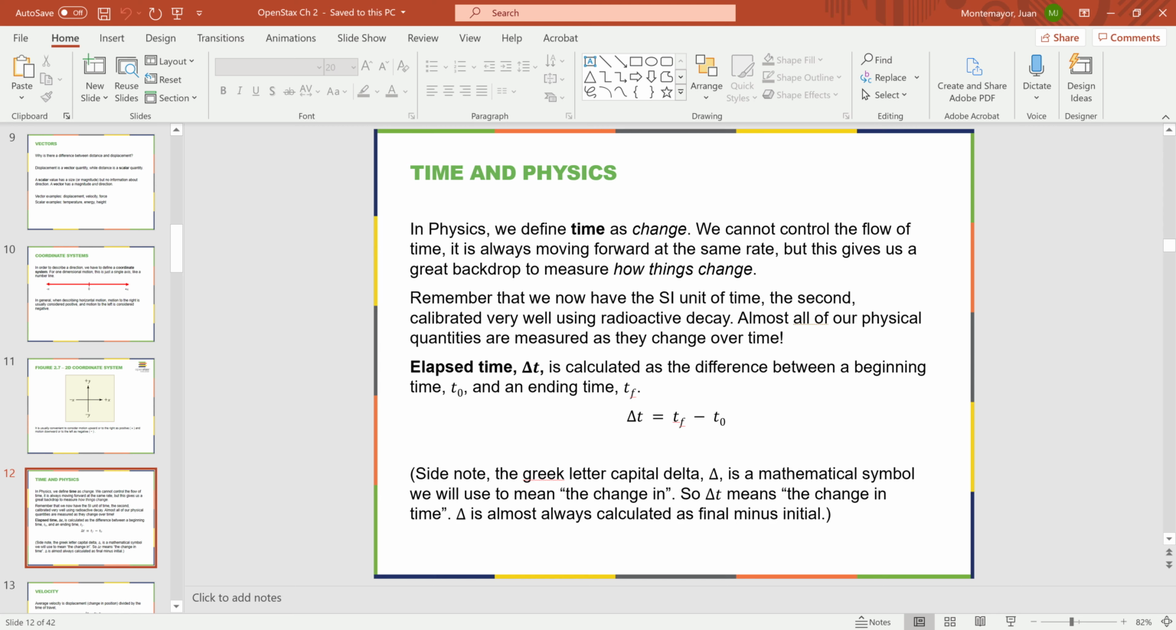So for delta t, triangle t is elapsed time. It's calculated as the difference between the beginning of time and the ending of time, just like a displacement, but now we're dealing with time. So we have time final minus time initial.